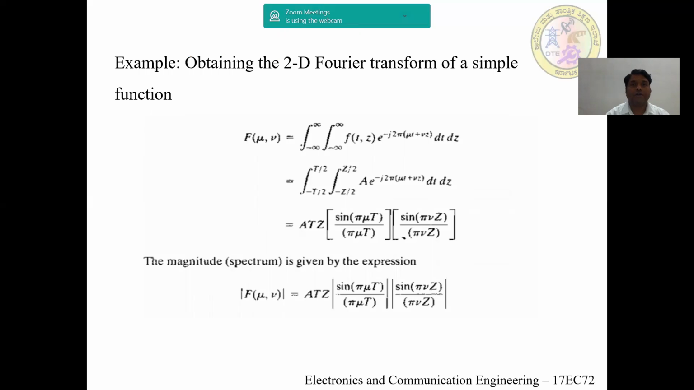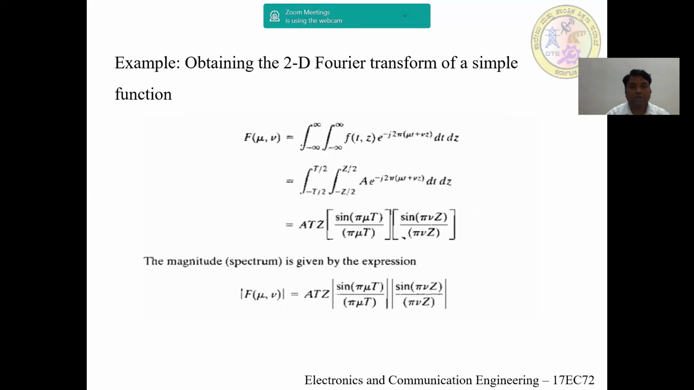Example: obtaining the 2D Fourier transform of a simple function is given by the expression F(μ, v) equal to the double integral of f(t, z) e^(-j2π(μt + vz)) dt dz, that is equal to the integral from -T/2 to +T/2 times the integral from -Z/2 to +Z/2 of A e^(-j2π(μt + vz)) dt dz, that is equal to ATZ times sin(πμT)/(πμT) times sin(πvZ)/(πvZ).